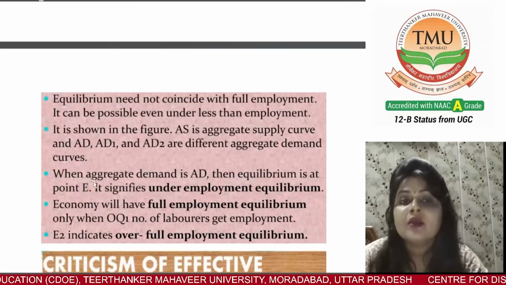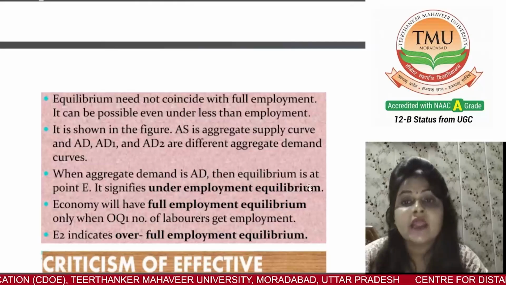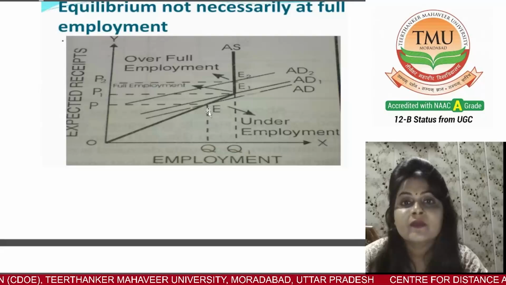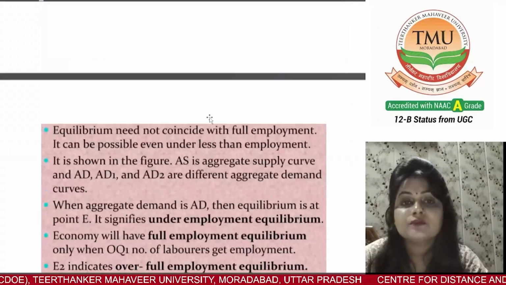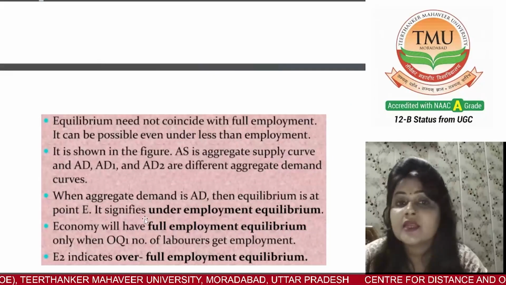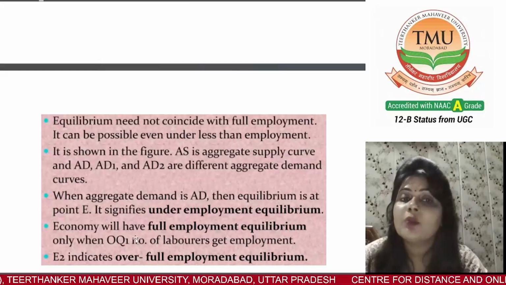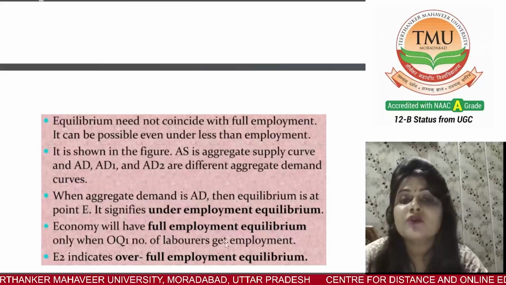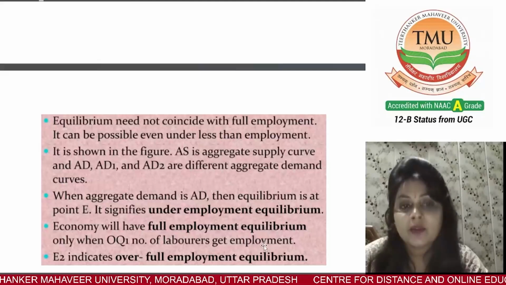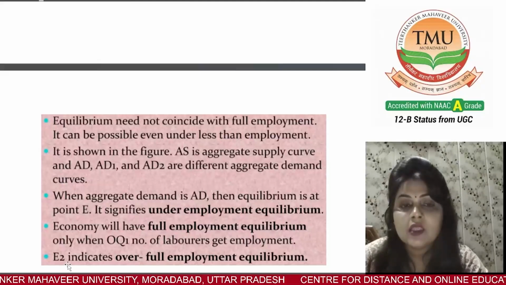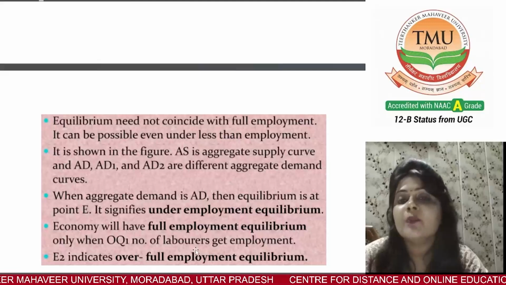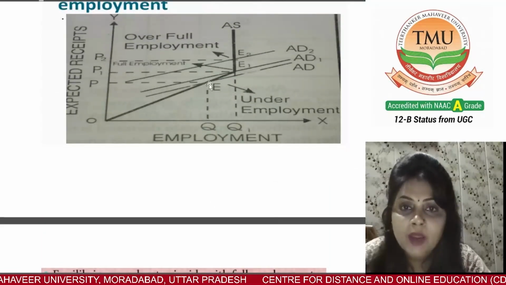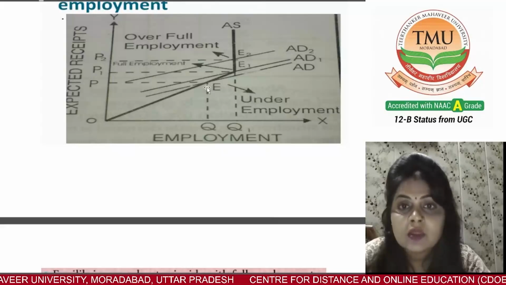Aggregate demand is AD, and the equilibrium is point E. Here, AD is at equilibrium point E, and this signifies an underemployment equilibrium. The economy will have a full employment equilibrium only when OQ1 numbers of workers get employment. E2 indicates an over full employment equilibrium. Here you can see that the economy gets full employment at point E.